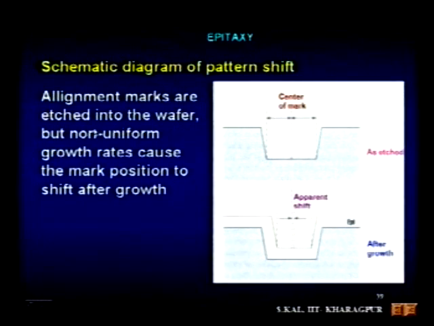Alignment marks are etched into the wafer, but non-uniform growth rates cause the mark position to shift after growth. So when you are designing the mask or alignment mark in a bipolar process where epitaxial growth is inevitable, you have to keep in mind the shifting of the pattern during growth formation, so that you can make that correction while making your mask and other geometries. So this is one schematic diagram of the pattern shift.